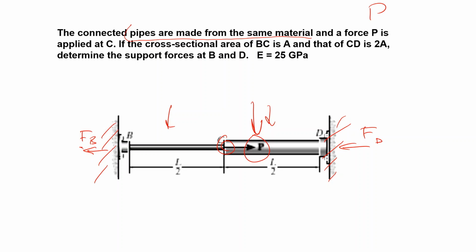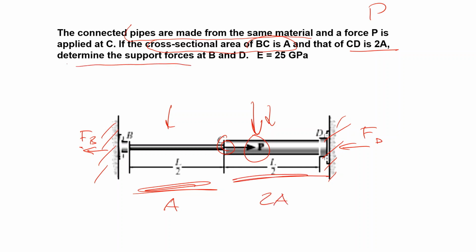So the cross-sectional area of BC is A. BC is this part. The cross-section is A. CD is over here, the cross section is 2A. Determine the support forces in B and D. And for the material, the elastic modulus is given as 25 gigapascals.